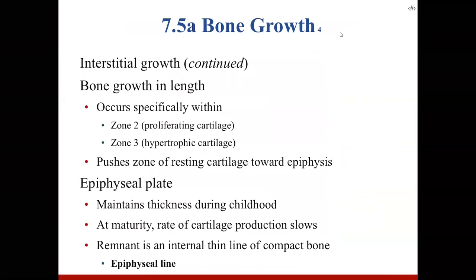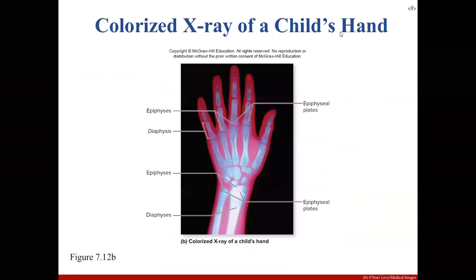I already talked about the epiphyseal plate. Here's a child's hands, and they colorized this x-ray. Here are the fingers. There's the diaphysis, and you can see the epiphyseal plates, you can see the space. Can you see that in here? That's going to fuse once they stop growing.